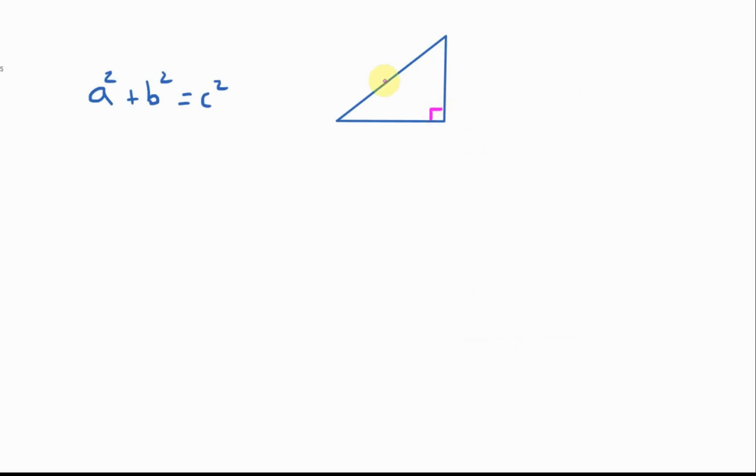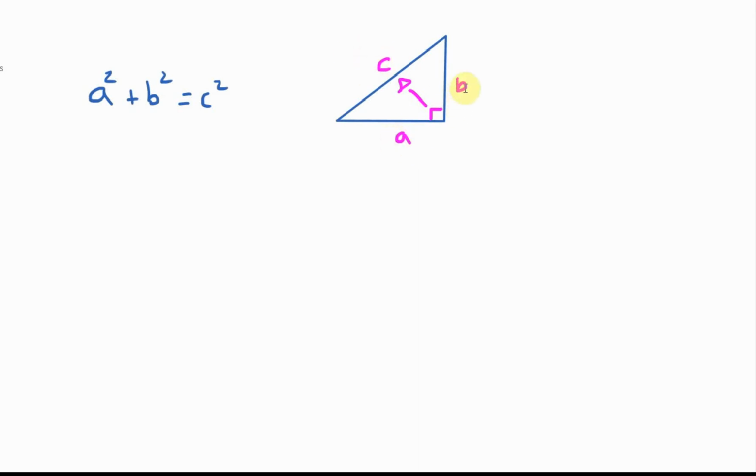Opposite the right angle is the longest side, so that's called the hypotenuse, and that would be your C. And then the other 2 sides would be your A and your B. Doesn't matter which is which. So what this is saying is that the sum of the square of the shorter sides equals the square of the longer side. So classic triangle would be if we knew this was 3 and this was 4, work out what the longer side is.